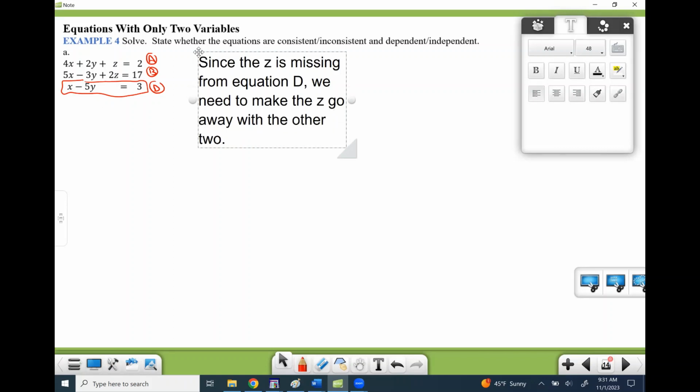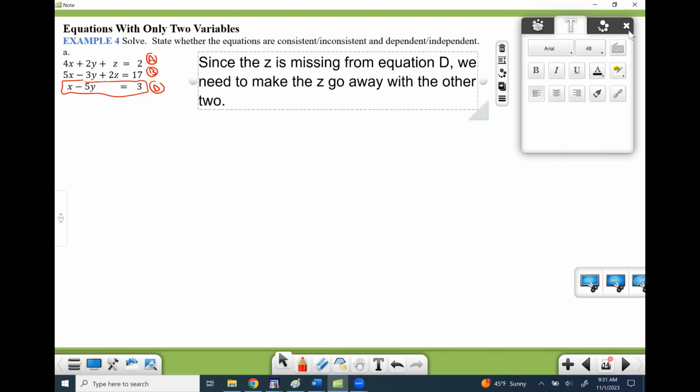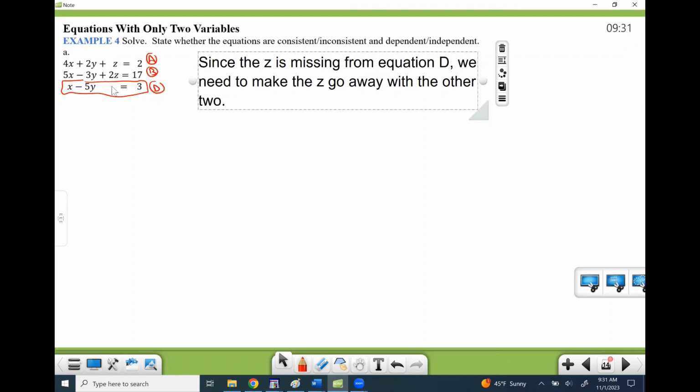So you have no options. It can't be like, oh, the X's look nice. You know, it can't be something like that. It's been chosen for you. So if the Z is missing in this equation, then we have to make the Z go away with the other 2. Okay, so we're going to put A and B together.